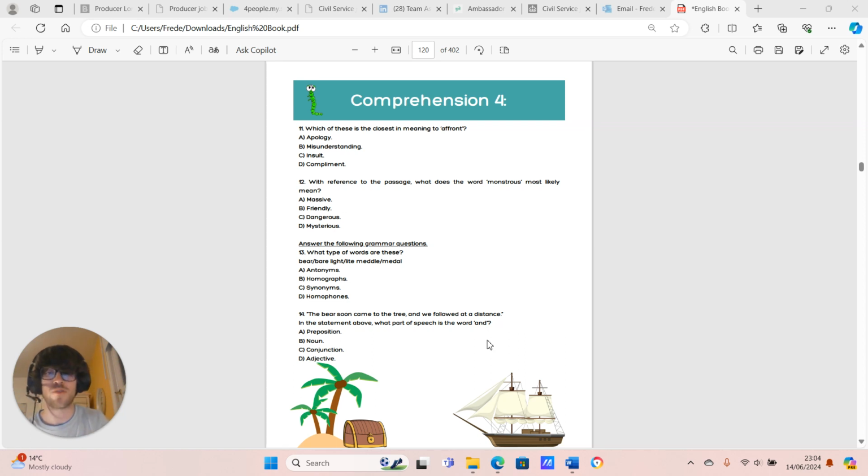The bear soon came to the tree, and we followed at a distance. In the statement above, what part of speech is the word and? If you've watched the other videos I've done for you, we've done a few about the different kinds of words that you might find in sentences and what they do. The bear soon came to the tree, we followed at a distance. Those are two clauses that work fine on their own, aren't they? But you put the and in there to connect them. Now, what kind of word connects two clauses together? You should know that. It's a conjunction. The answer there is conjunction.